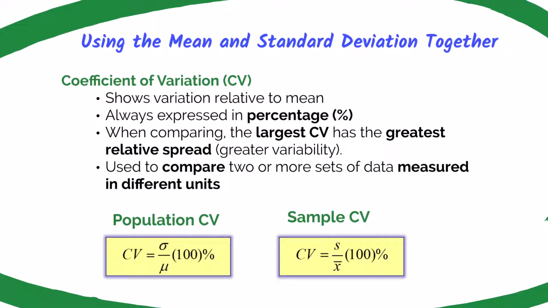Recall in prior videos, we learned about the mean and standard deviation. The mean is a measure of center and location, whereas the standard deviation is a measure of variation. Together, this allows us to calculate the coefficient of variation. So this is a ratio of the standard deviation to the mean, and it's always expressed as a percentage. It essentially shows us the variation relative to the mean, and we can use it to compare two or more data sets that are measured in different units.